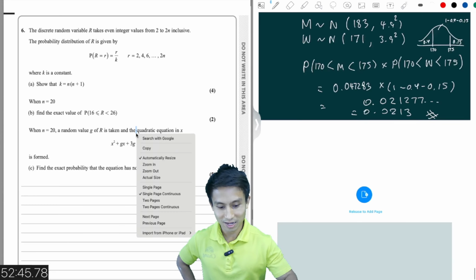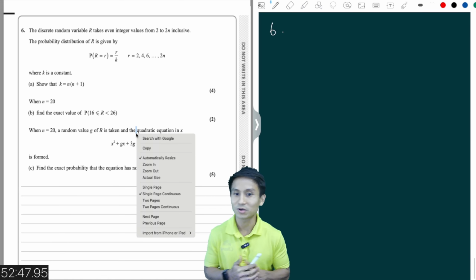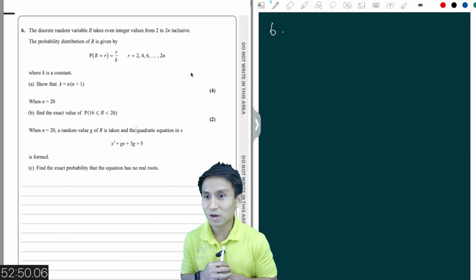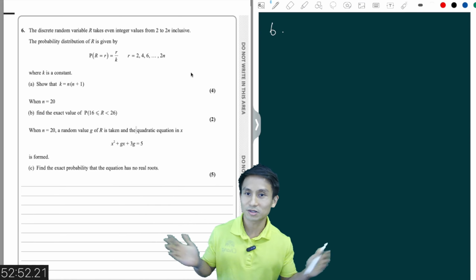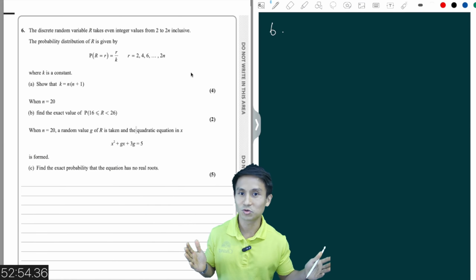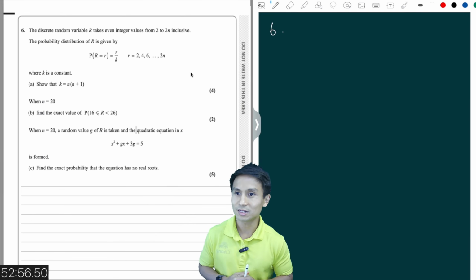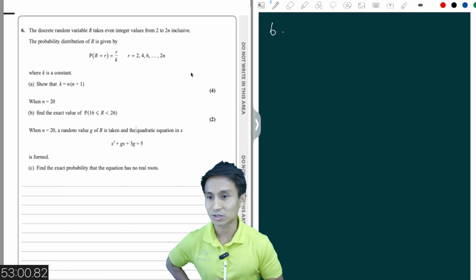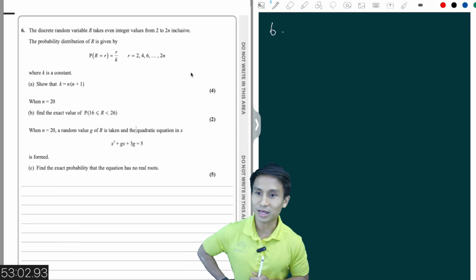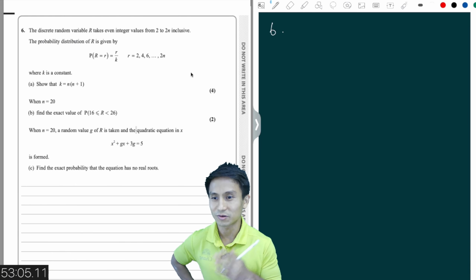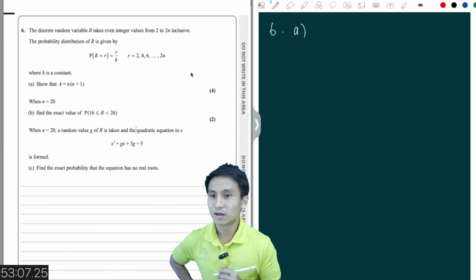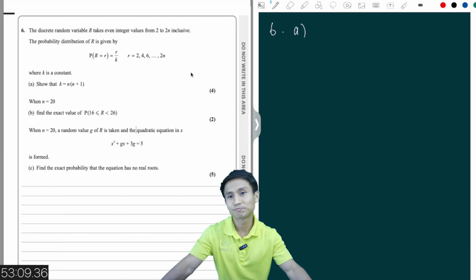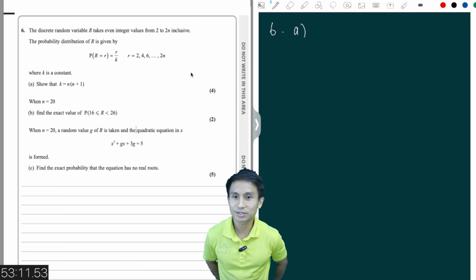We still have the last one here, number 6. I need to hurry up, don't I? The discrete random variable r takes even integer values from 2 to 2n inclusive. The probability distribution of r is given by that, where k is a constant. A, show that k equals n times n plus 1. Interesting.